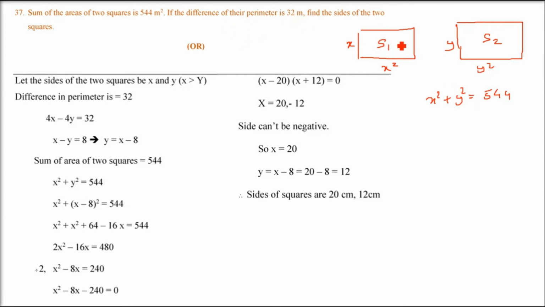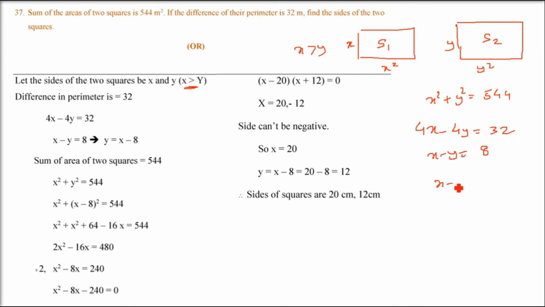Now what is the difference of their perimeters? It's 32. What is the perimeter? 4 into x, that is x plus x plus x plus x, 4x. Similarly with y. When you subtract them, I took x greater than y, otherwise I'll get a negative value which I don't want. So 4x minus 4y equals 32. Now 4 you can take common, 32 by 4 is 8, so x minus y equals 8.